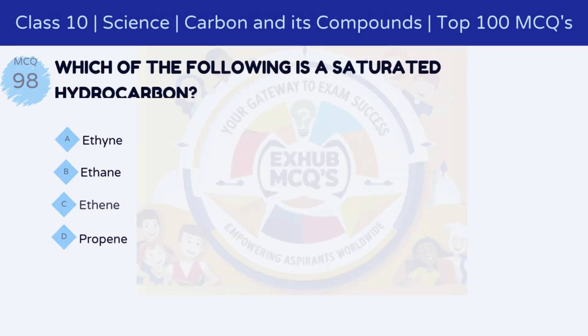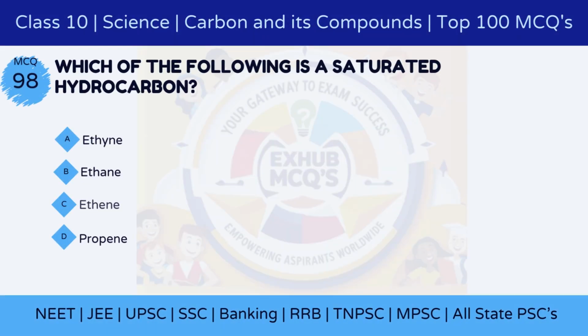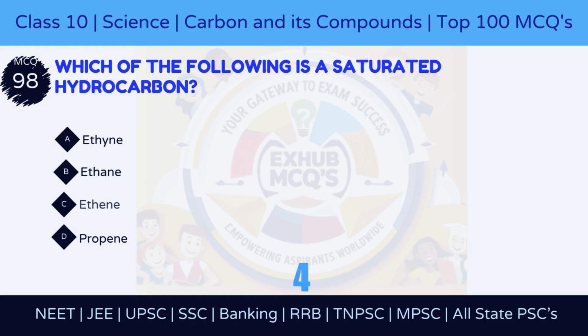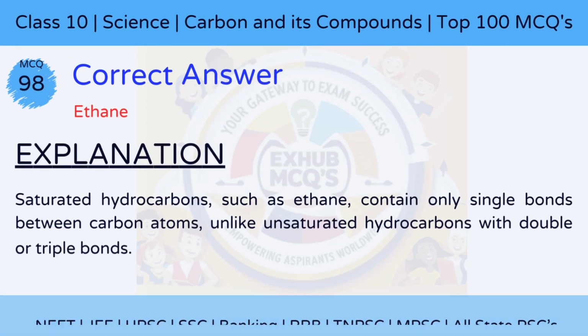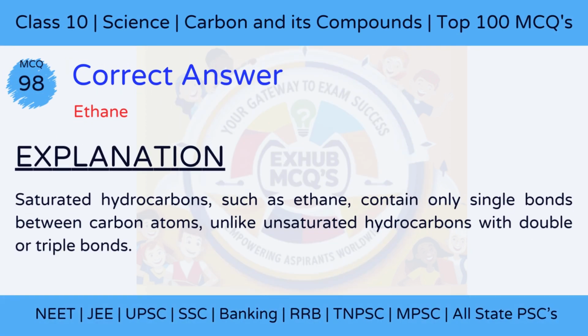MCQ 98. Which of the following is a saturated hydrocarbon? Option A, ethyne. Option B, ethane. Option C, ethene. Option D, propene. The correct answer is option B, ethane. Explanation. Ethane is a saturated hydrocarbon containing only single bonds between carbon atoms. Saturated hydrocarbons are less reactive than unsaturated ones.